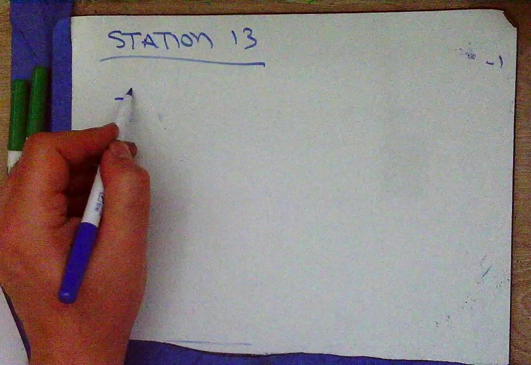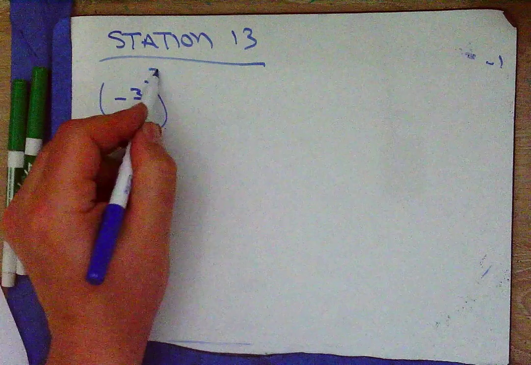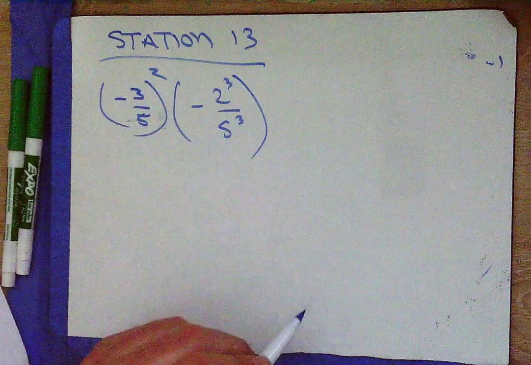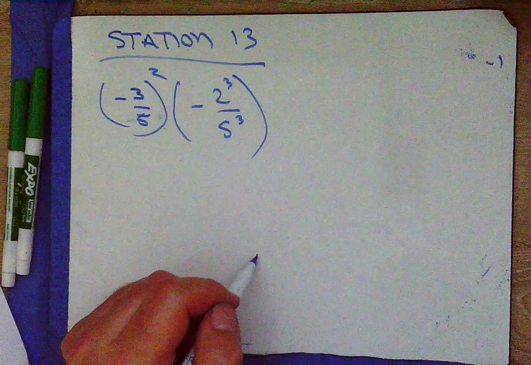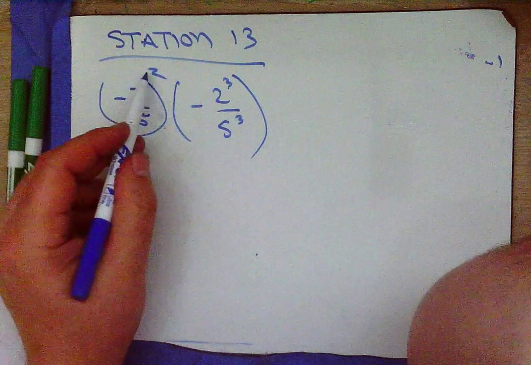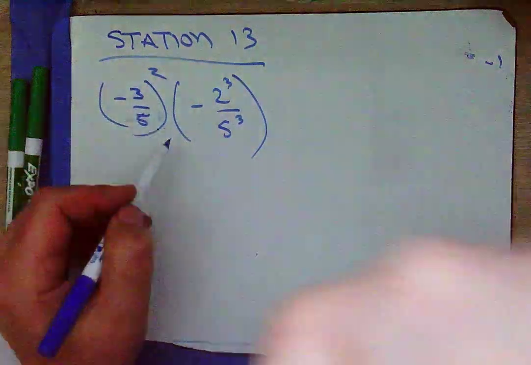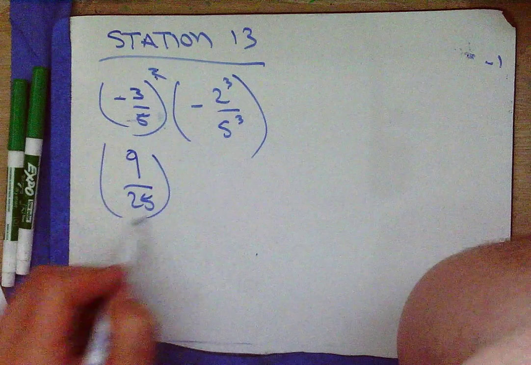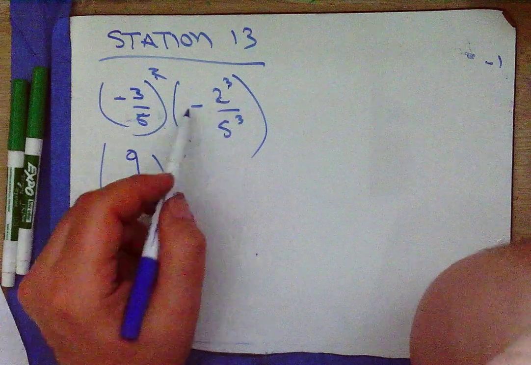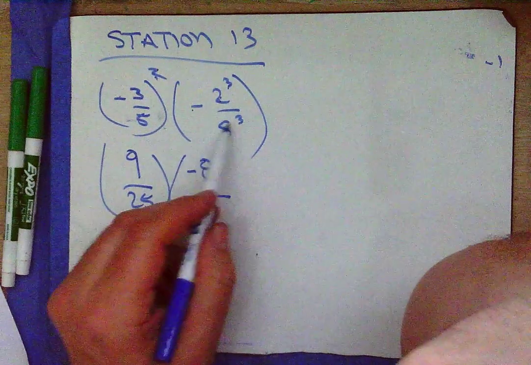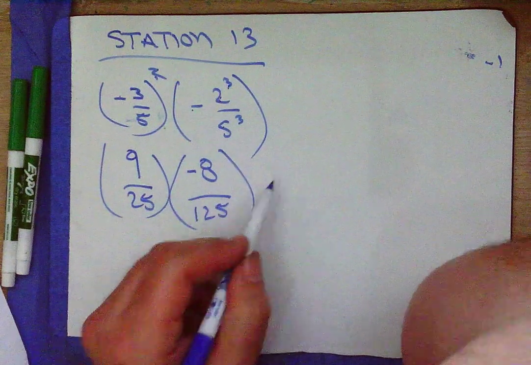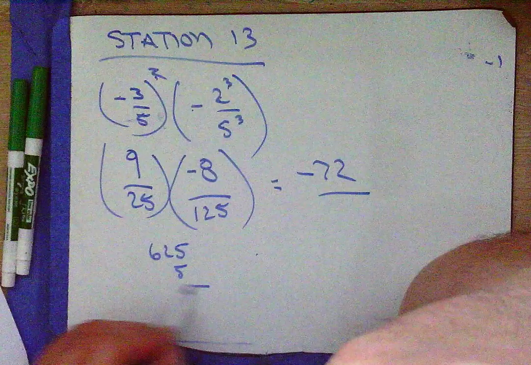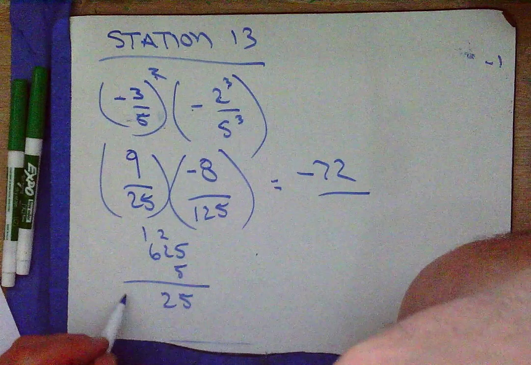So, our first problem, negative 3/5 squared times negative 2 to the third, 5 to the third. Okay? So I know that I'm going to apply that power to each of these. Negative 3 squared is 9. 5 squared is 25. Times 2 to the third is 8. So I have negative 8. And 5 to the third is 125. So that's going to give me negative 72 over, ooh, what is 625 times 5? 3125.